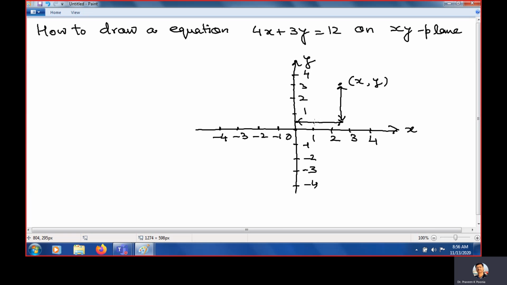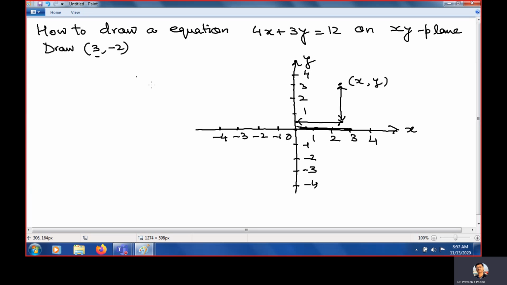This is the point (x, y). Say I want to draw the point 3, -2. What is the value of x? The value of x is 3. 1, 2, 3. This distance is on the x-axis. Clear? This is 3.